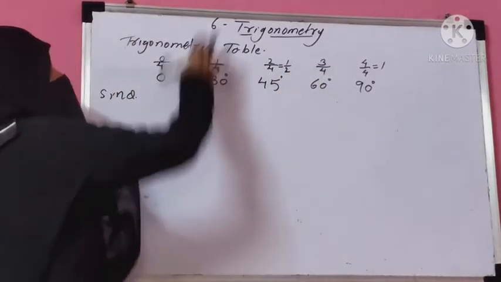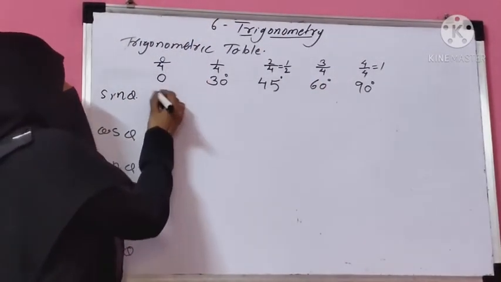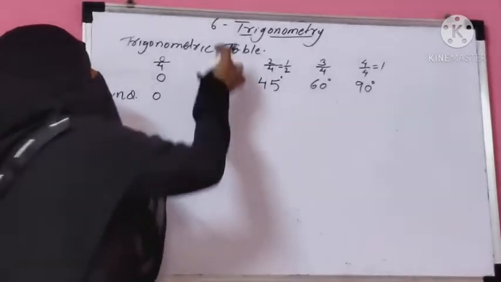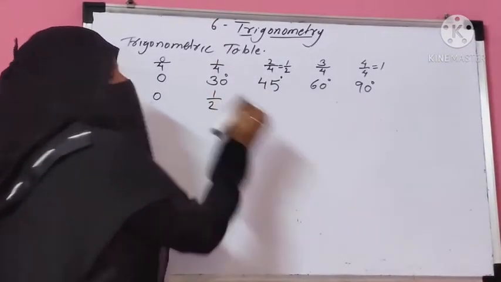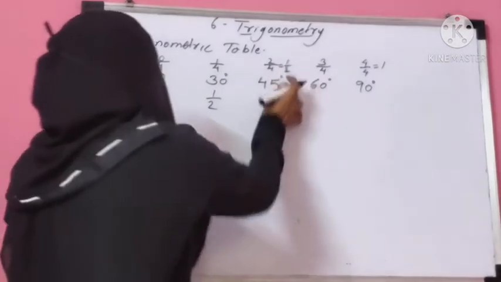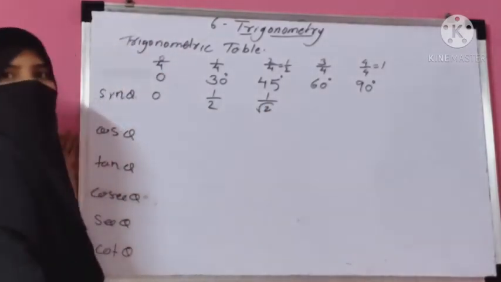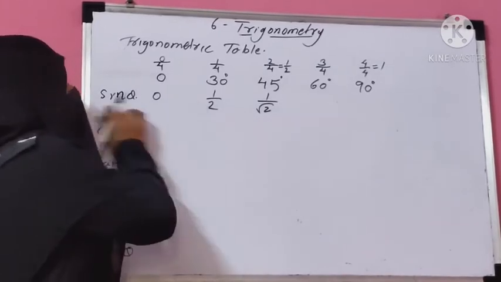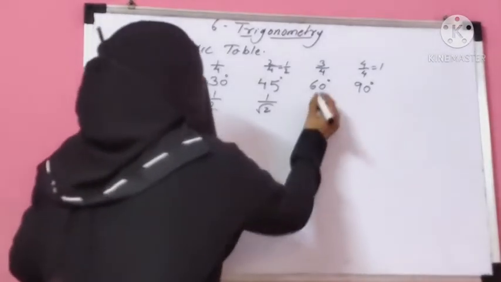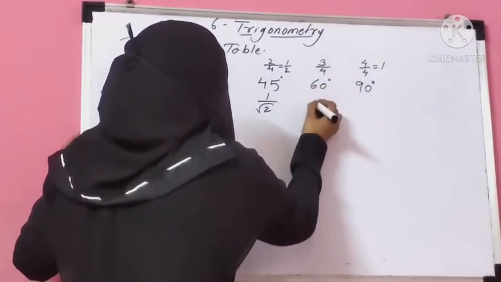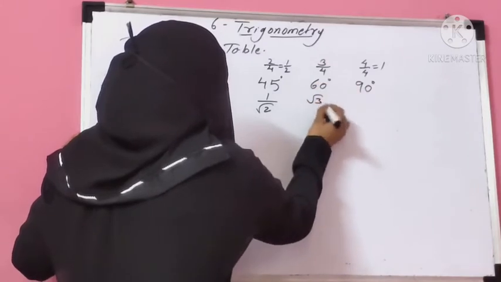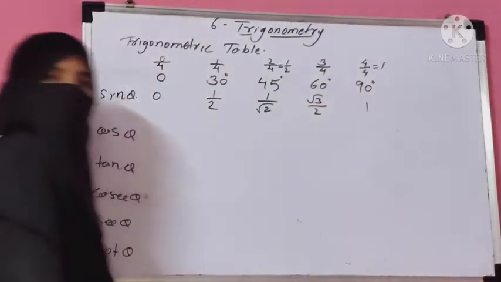Okay. Now take the square root. Square root of 0 is 0. Okay. The square root of 1 upon 4 is 1 upon 2. The square root of 1 upon 2 is 1 upon root 2, because 2 does not have any square root, so 1 upon root 2. Then you get the sine ratios. Here the square root of 3 upon 4 is root 3 upon 2. Square root of 1 is 1.